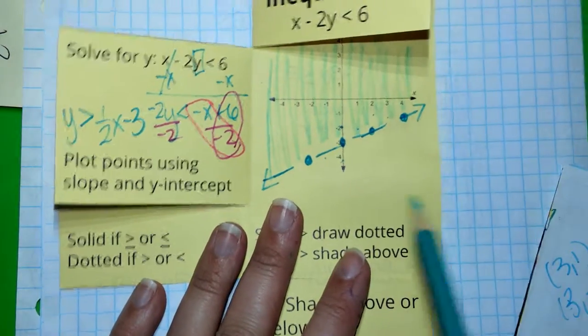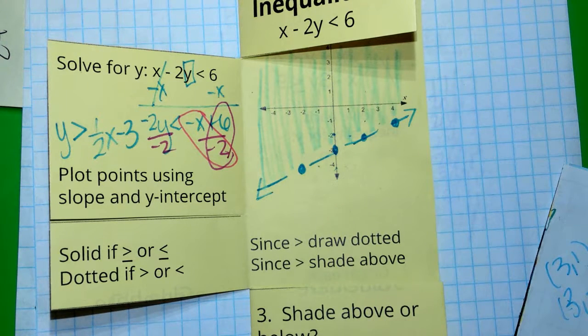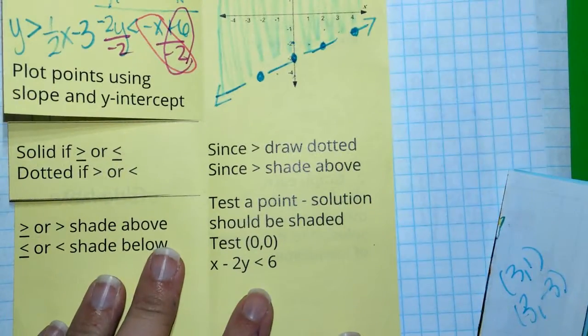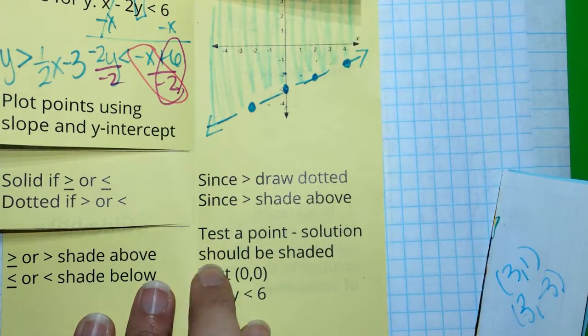Shade above the line. Now, why did I not go below this line? Because it wasn't less than. Fantastic. Take a point. Alright, it says test a point. The solution should be shaded.